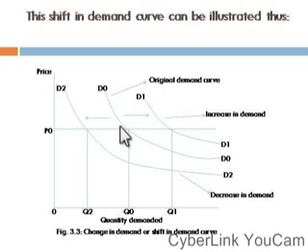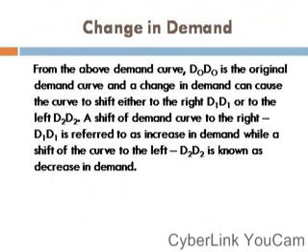Also, a shift to the left indicates a decrease in what? A decrease in the demand curve. So let's move on. From the above demand curve, D0 is the original demand curve, and a change in demand can cause the curve to shift either to the right, D1, or to the left, D2. A shift of the demand curve to the right, D1, is referred to as an increase in demand, while a shift of the curve to the left, D2, is known as a decrease in demand.